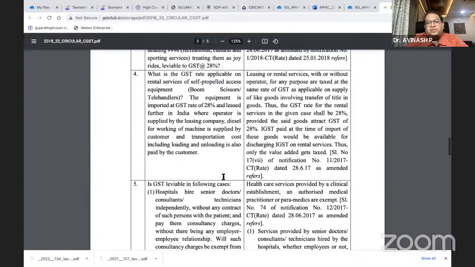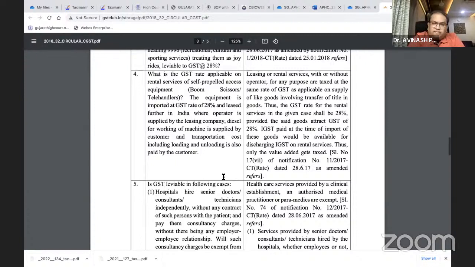Diesel for working of machinery is supplied by the customer, and transportation cost, including loading and unloading, is also paid by the customer. So this is asking for the rate of GST which will be applicable. It says leasing or rental services with or without operator for any purpose are taxed at the same rate of GST as applicable on supply of like goods involving transfer of title in goods. So therefore, leasing or rental services, whether with operator or without operator, for any purpose, are always taxed at the same GST rate which is applicable on supply of the similar or like goods.